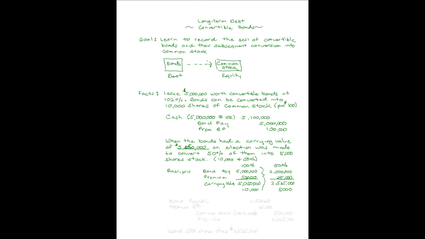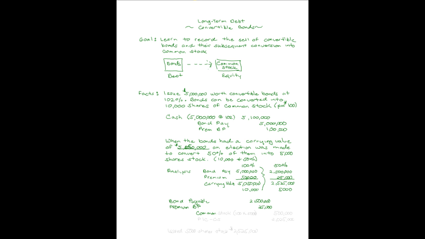What might that entry look like? Well, first of all, we have to get rid of half of our bonds payable because half of them have gone away. And we calculated that. That's $2,500,000. And we have to get rid of our premium on bonds payable, at least to the degree it relates to this amount, which is $25,000. So I need to move $2,525,000 into common stock.